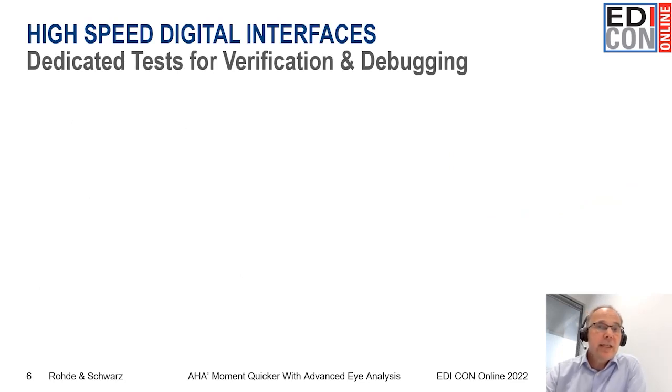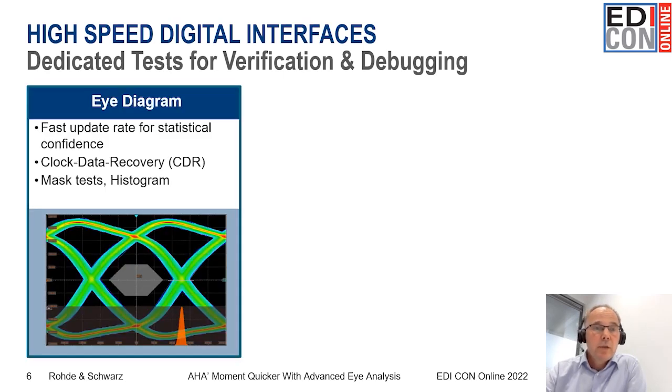So what are the dedicated tools that we can use for testing and for debugging? First of all, it's the eye diagram. It's, let's say, a very quick way to look at the signal integrity. I overlay signal bits over each other, and then I get an intuitive way to look at noise and jitter.